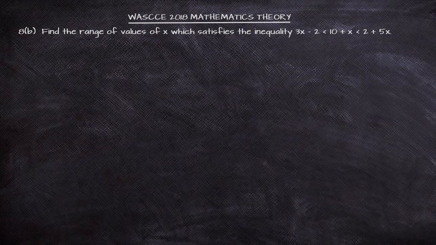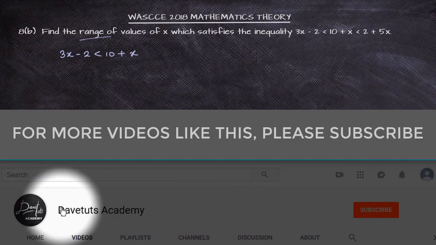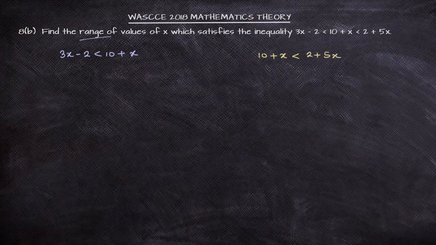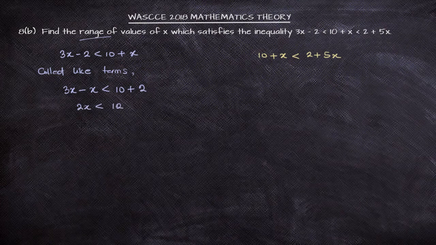Question number 8b. We have to find the range of values of x which satisfies the inequality. Notice here we have to find a range of values. So if we break this inequality into two, first we have 3x minus 2 is less than 10 plus x, and then we have 10 plus x is less than 2 plus 5x. We can solve the two separately and conjoin our answer. So for the first one, we want to collect the like terms, put x on the same side. So we have 3x minus x is less than 10 plus 2. That will give us 2x is less than 12.